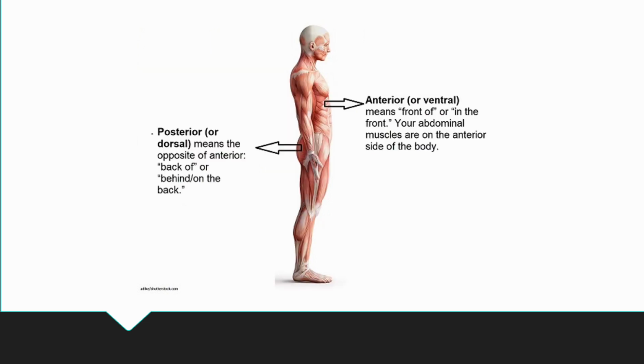Next, we have posterior and anterior. Posterior means behind or the back of. Just like in everyday life, we use the term post to mean after, like a post test comes after a class. Post means behind or after, so it's going to be the back of the body. Anterior means the front side of the body. So I would say that the face is on the anterior surface of the body, and the calves are on the posterior surface of the body.